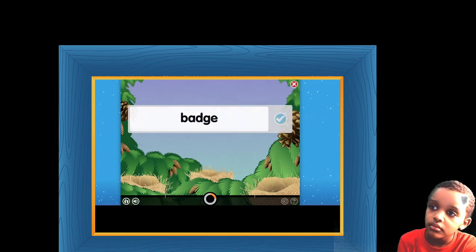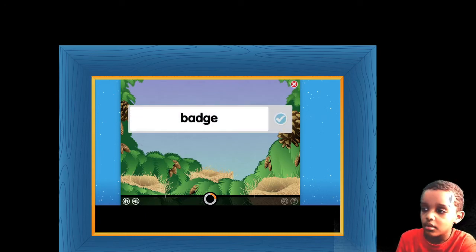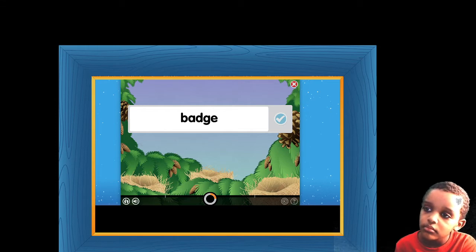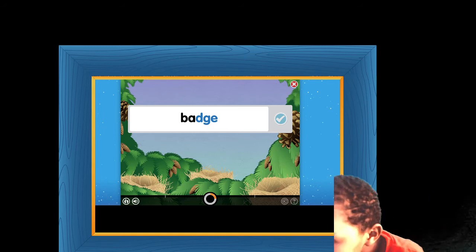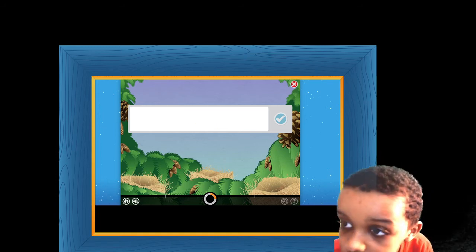Here's a spelling rule for one-syllable words. Listen to this word. Badge. Use D-G-E when you hear the J sound at the end of a one-syllable word right after a short vowel. Listen again. Badge.